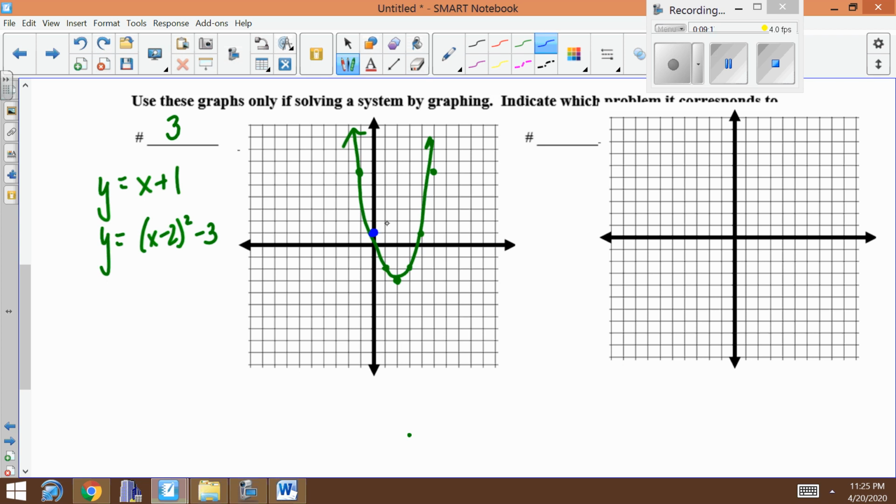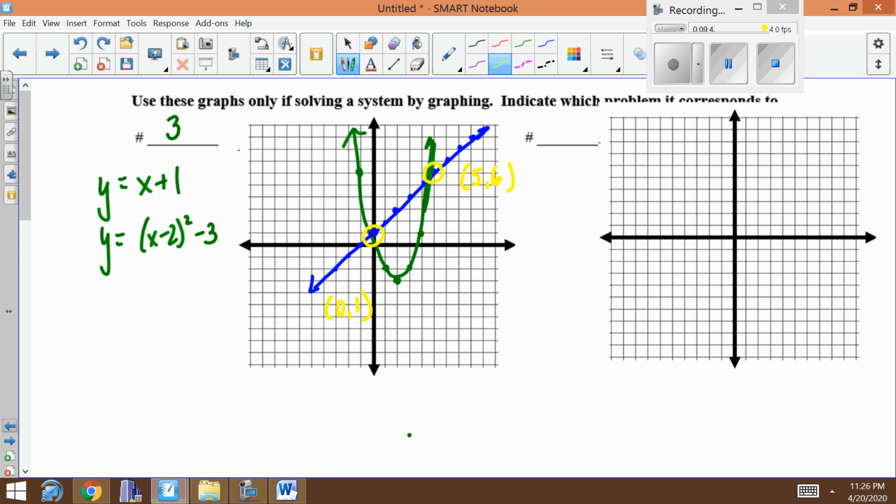We start up at positive 1. It has a positive 1 slope. My parabola is not great here, but you can see it does intersect at 2 nice points. My green parabola just didn't cross through there all that nicely, so hopefully yours looks neater than mine. So we have one point here at (5, 6). And then we have another point right here at (0, 1).